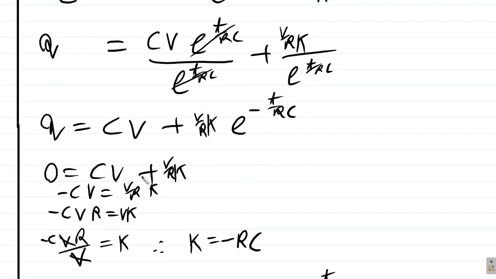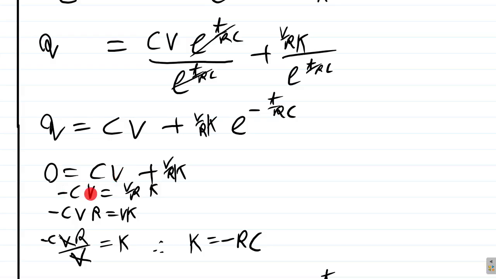Now, initial conditions say that when t is 0, q is 0. So 0 equals cv plus v over r k e to the, when this is 0, it becomes e to the negative 0, same as e to the positive 0, but when you have a number to the power of 0, you get 1. So it's v over r by k times 1. That's what we have. So we use this to find out what k is.